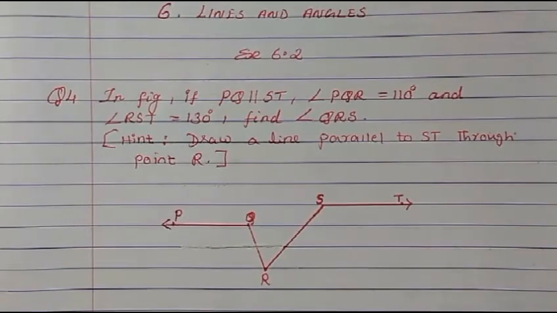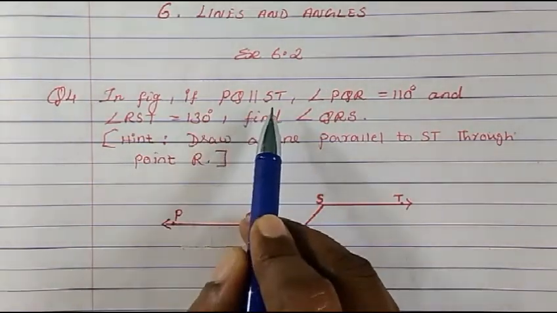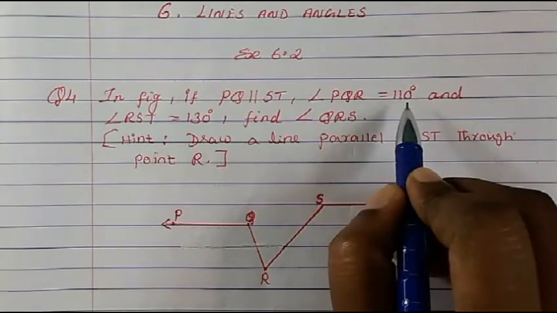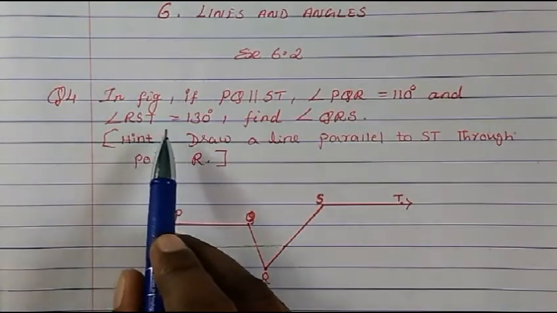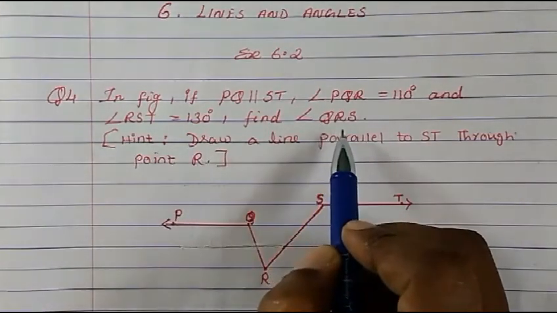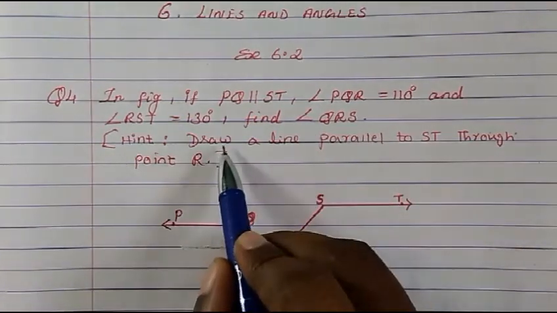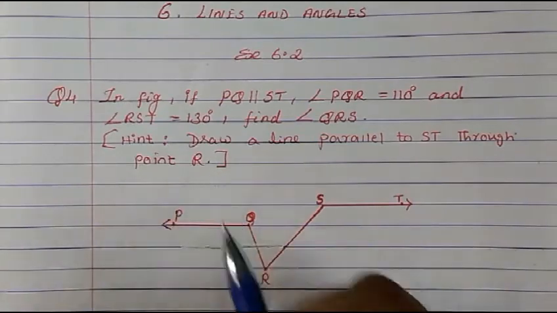Today we are going to study from chapter 6, Lines and Angles, exercise 6.2, question 4. In the figure, if PQ is parallel to ST, angle PQR is equal to 110 degrees and angle RST is equal to 130 degrees, find angle QRS. And then a hint is given to you: draw a line parallel to ST through point R.